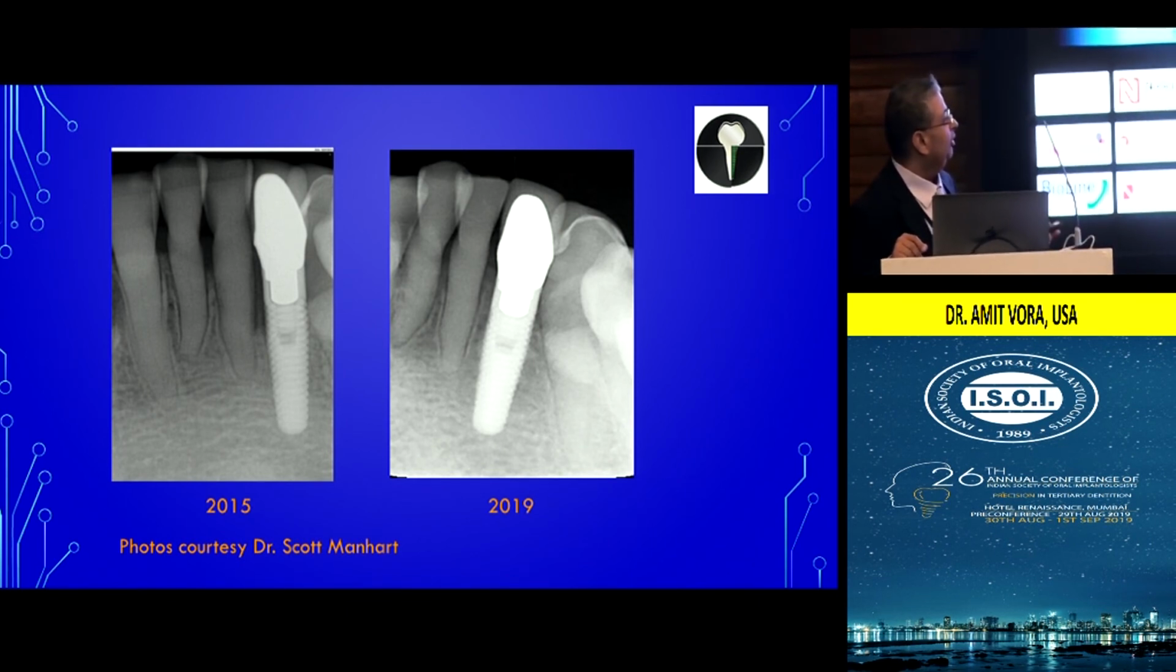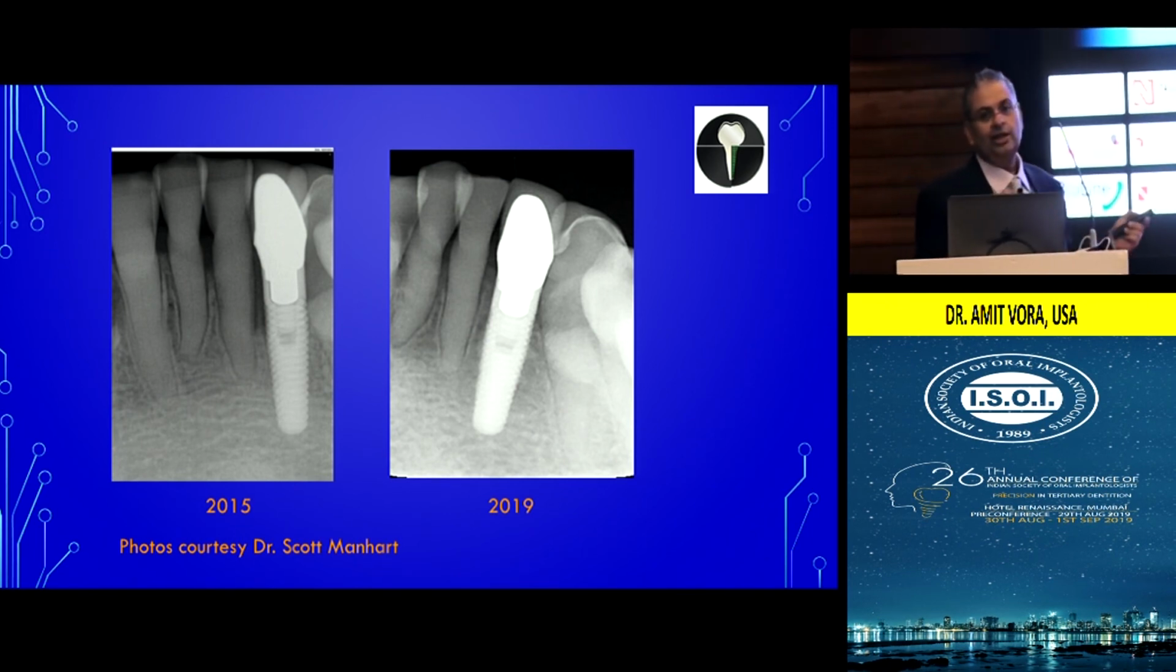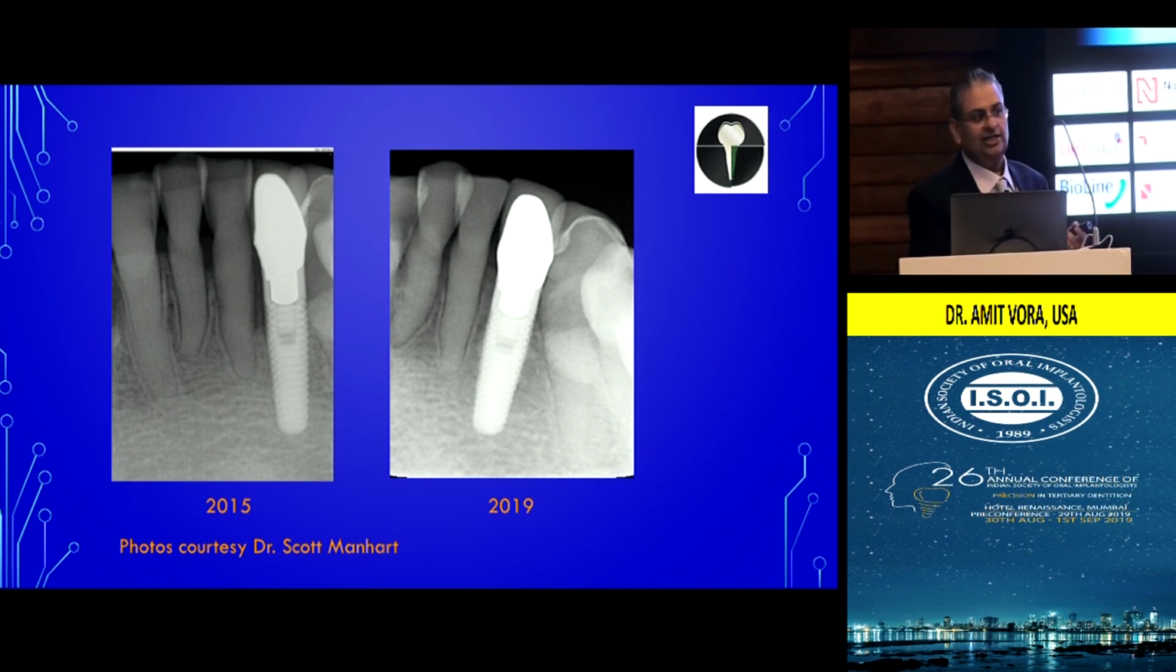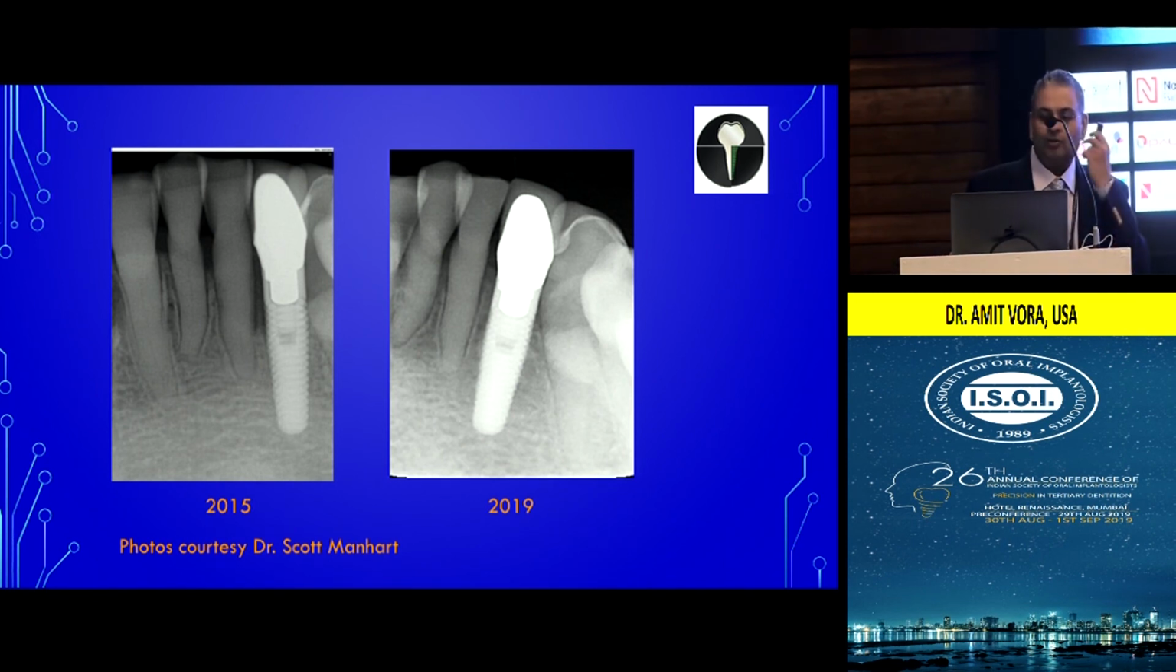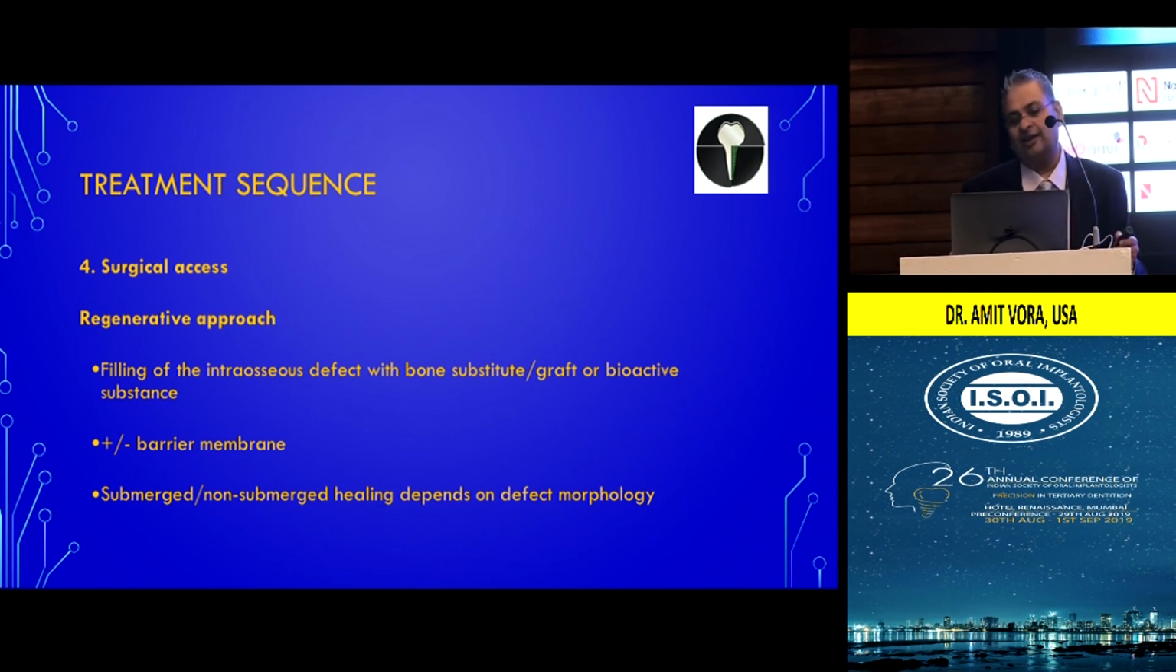He had a patient who came in 2015 for this bone loss. He used that protocol that I just showed you. It's called LAPIP, which is a trademark for laser-assisted peri-implantitis protocol. And you can see in 2019 that he had bone growth. So it does tend to work well, but it's not always a guarantee.